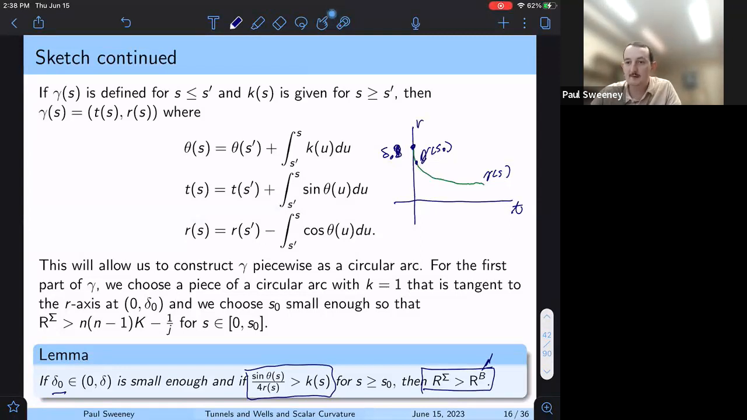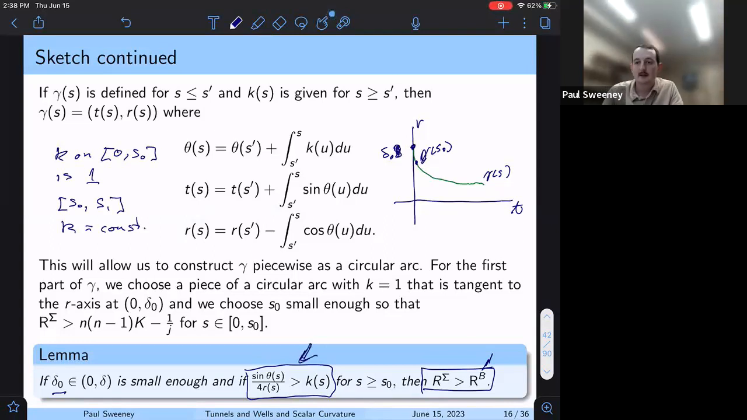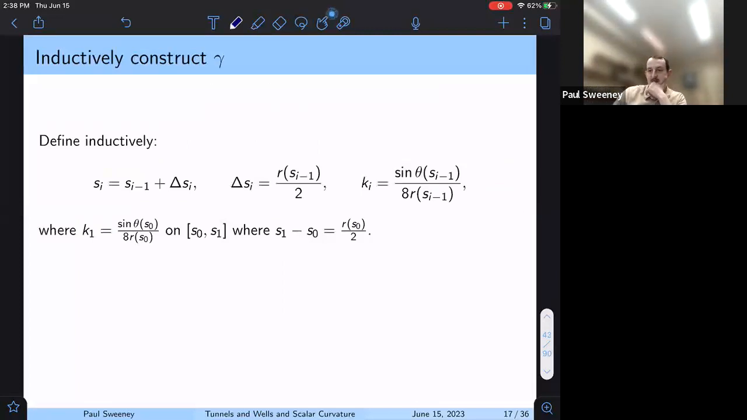Okay, and so now we're in a setting where we can choose. So now maybe we can see what we want to do next. K right now on 0 to S naught is 1. So now we want to choose, on S naught to some S1, K to be some other constant. And what does that constant have to do? Well, it has to satisfy this inequality. And that's exactly what we'll do. I think the next slide I have explains this. Yes, this is exactly what we're doing.